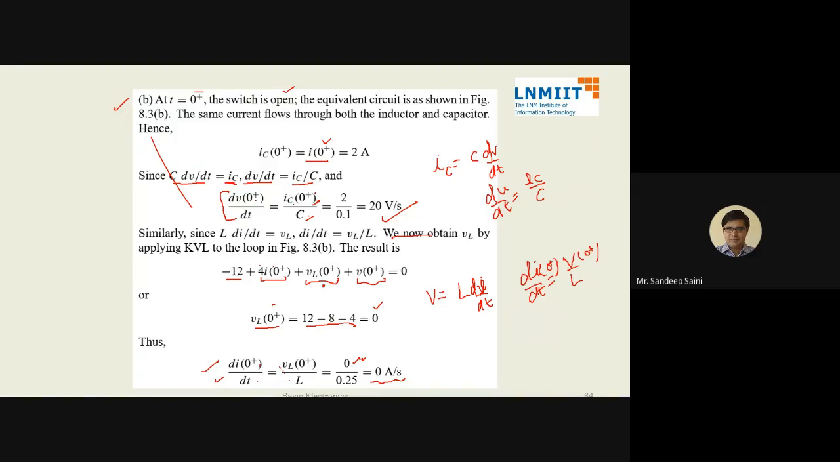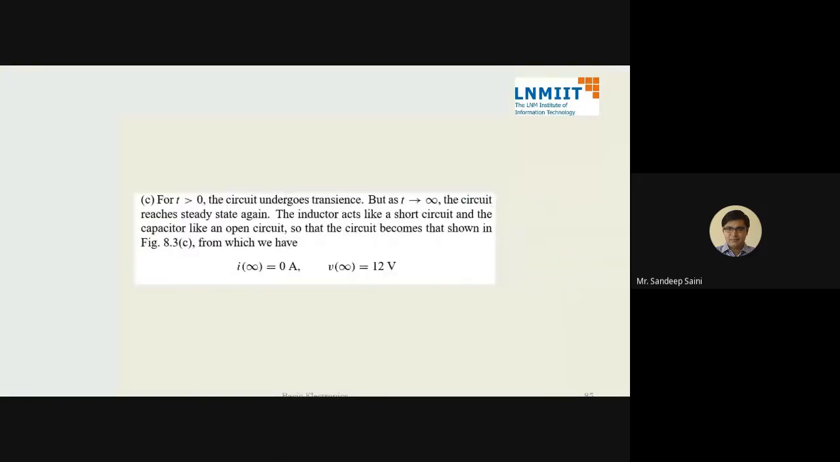This is one thing that you should understand with clarity. How do I calculate the initial values of derivatives? This is the only difference as compared to first order analysis. Otherwise, the things will be very much similar. So after that, the third part we have already calculated, I infinity and V infinity.